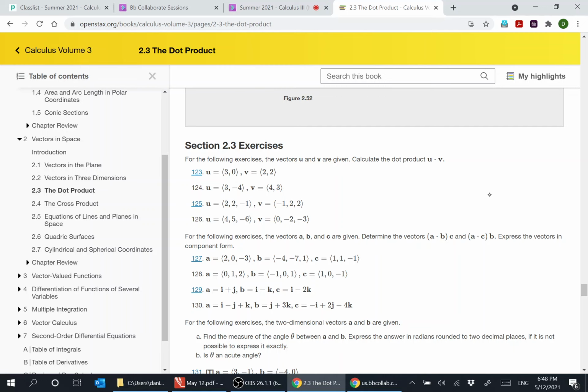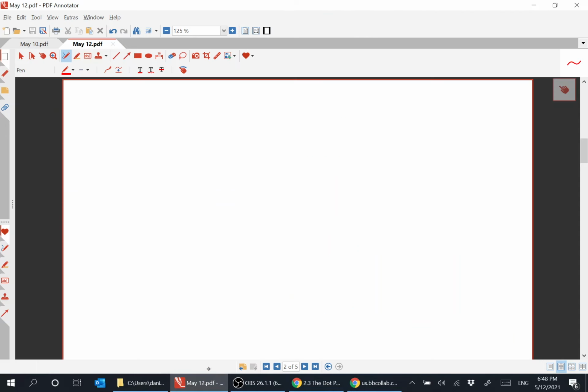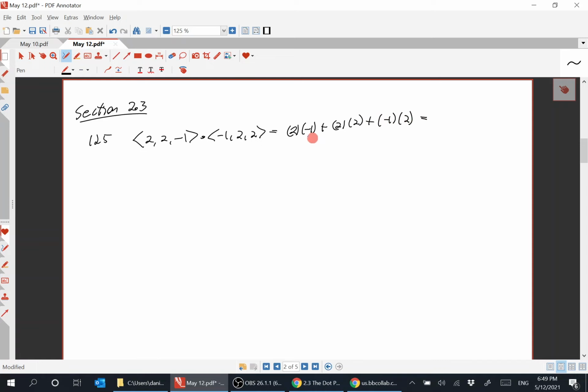So in number 125, you've got these vectors u and v, and you're just taking the dot product. So section 2.3, 125. It's just (2, 2, -1) dot (-1, 2, 2). So simple enough, it's 2 times -1 plus 2 times 2 plus -1 times 2. So -2 plus 4 minus 2 is 0.